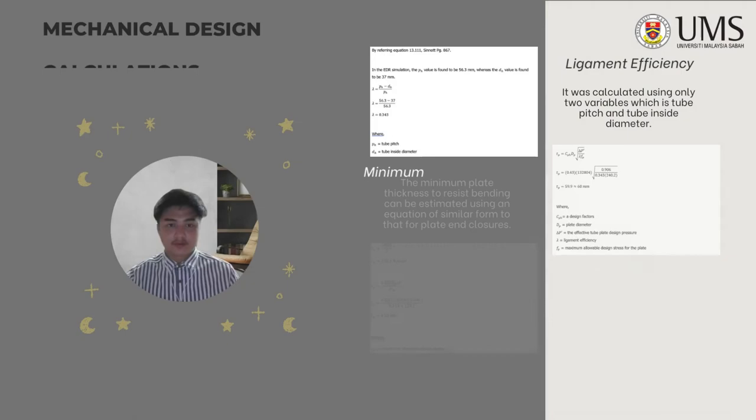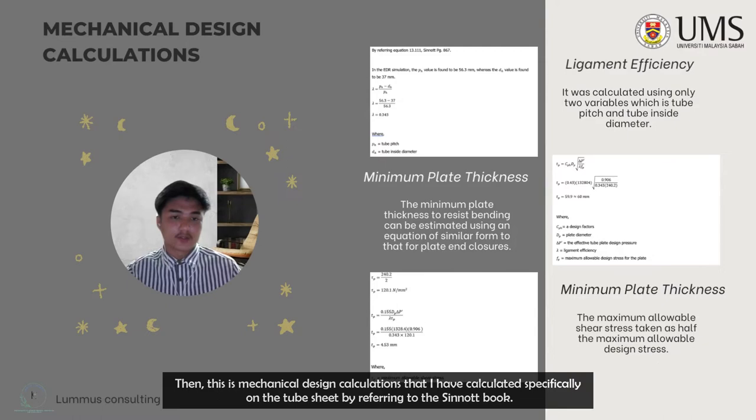Then, these are the critical design calculations that I have calculated specifically on the tube sheet by referring to the Seenote book.